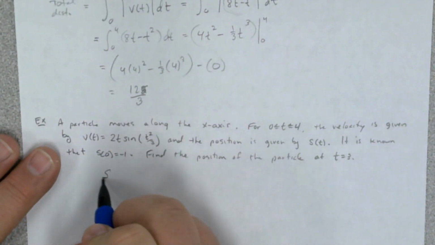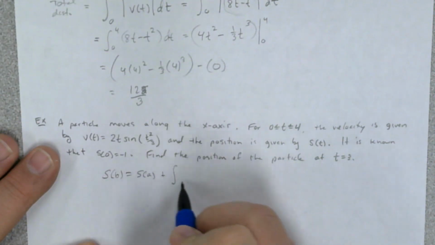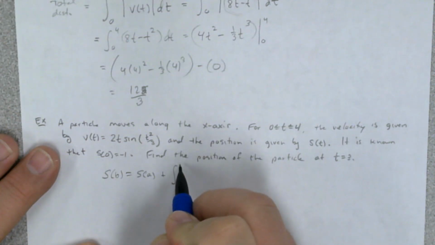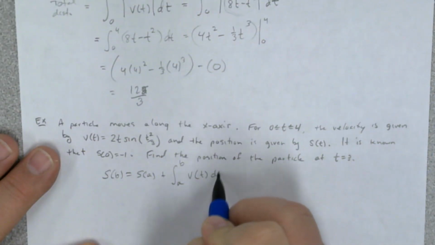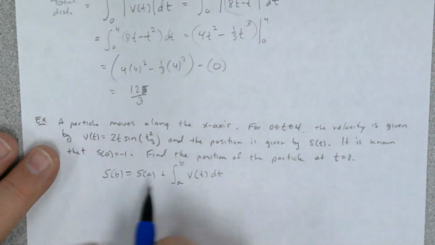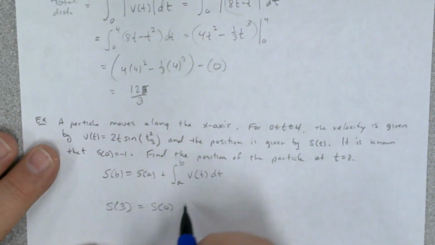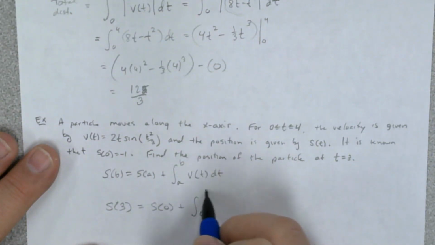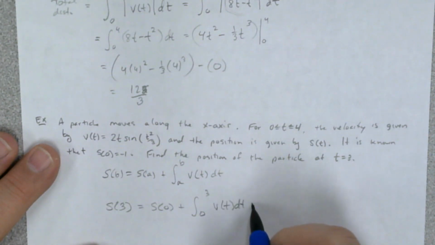So s of b is s at a plus the integral from a to b of the velocity. So position equals starting position plus the integral of velocity. Let's plug in our numbers. S of 3 is s of 0 plus the integral from 0 to 3 of the velocity function. And then I can just plug in all the numbers that I know.